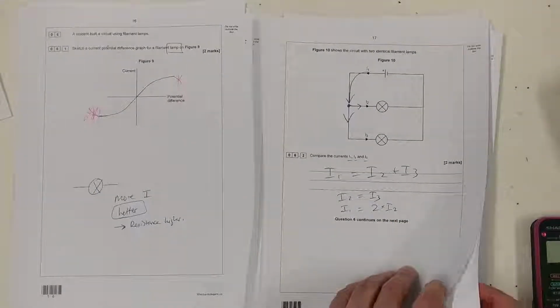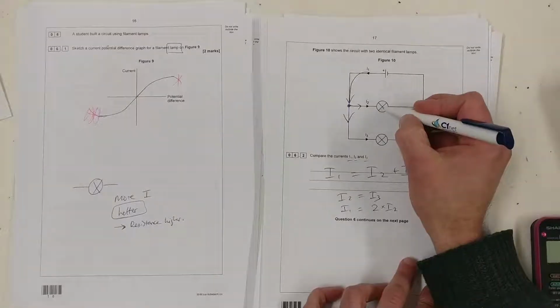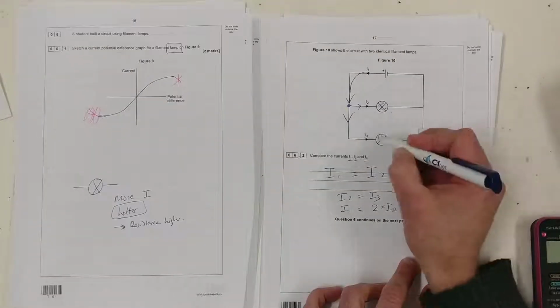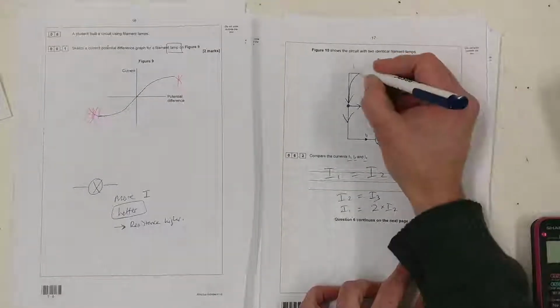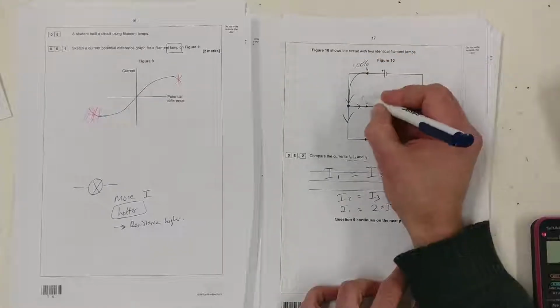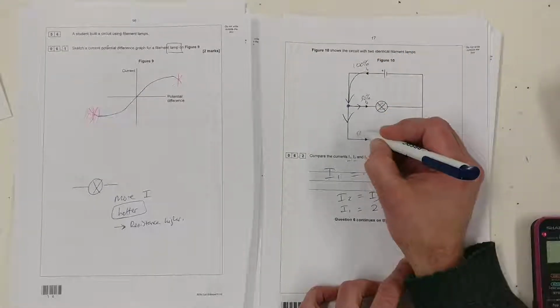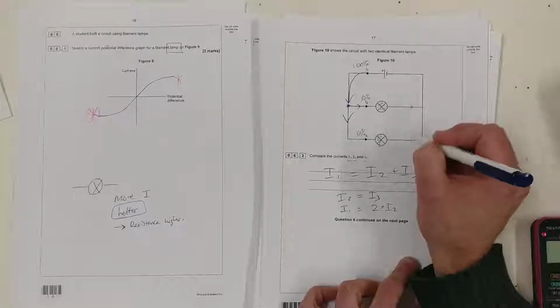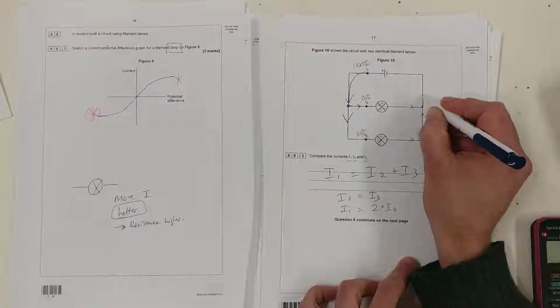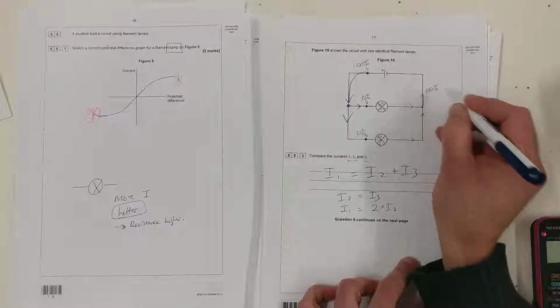It's just the idea that current splits in parallel. And as long as these filament lamps are identical, it should be 100% current here, and then 50% current here, and 50% current here, and then when it gets to this point here, it should join up again and be 100% current there.